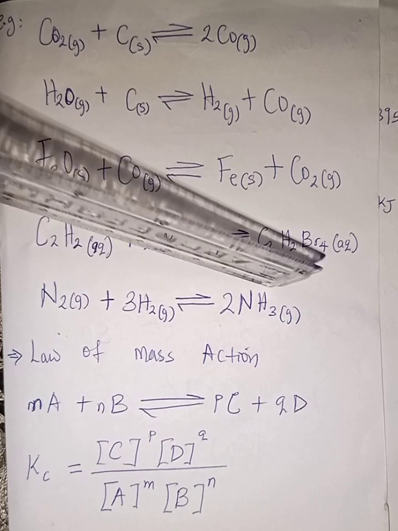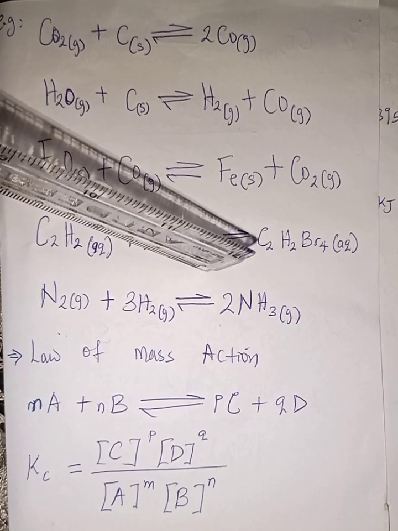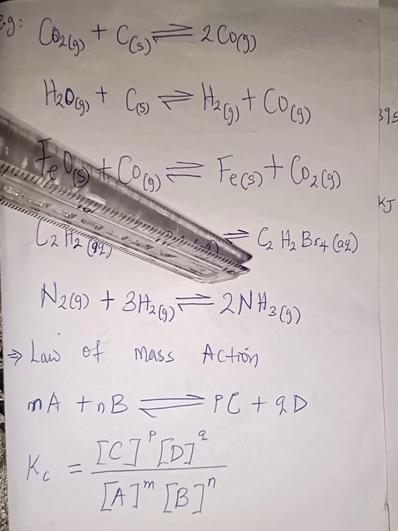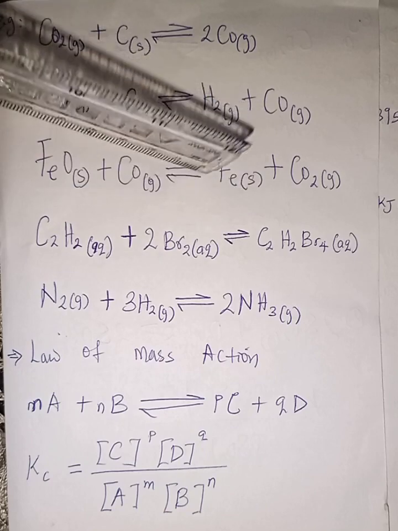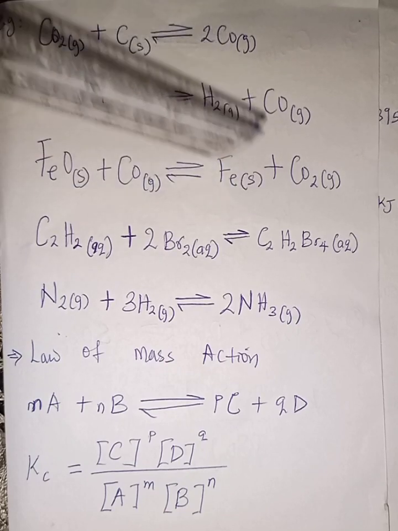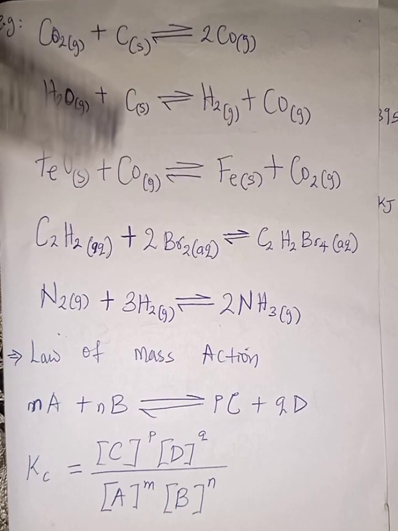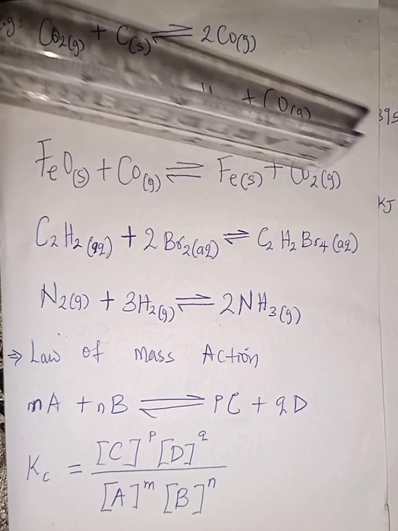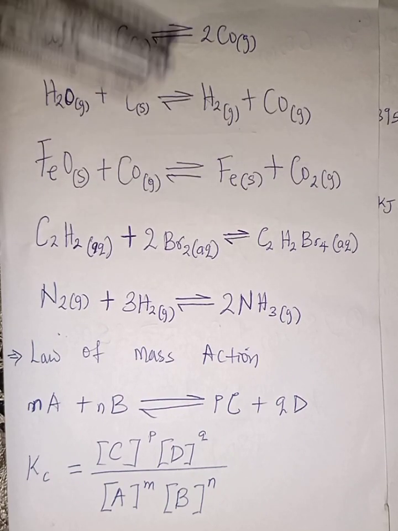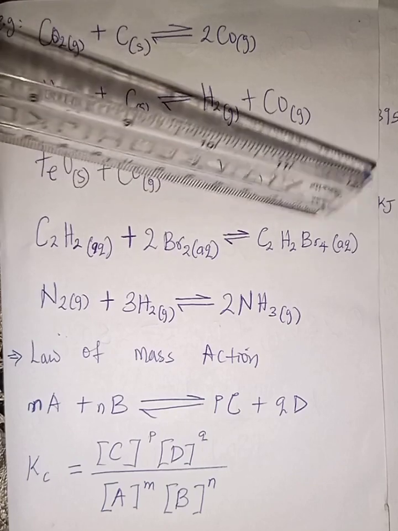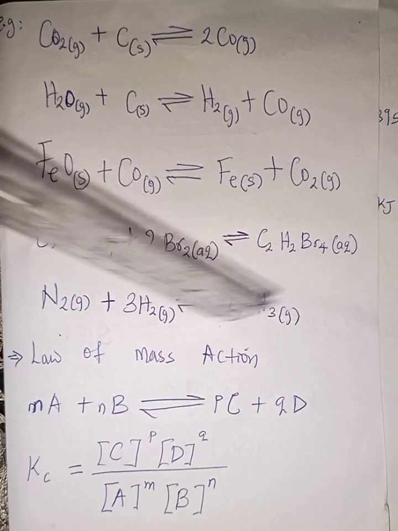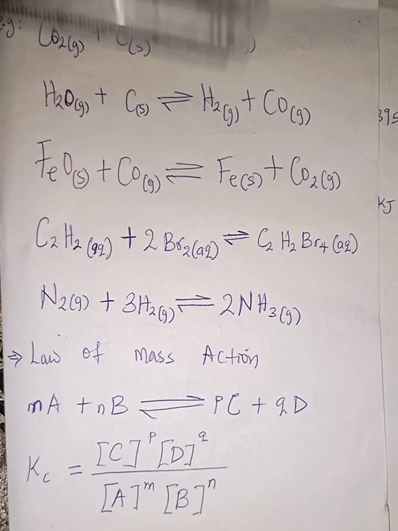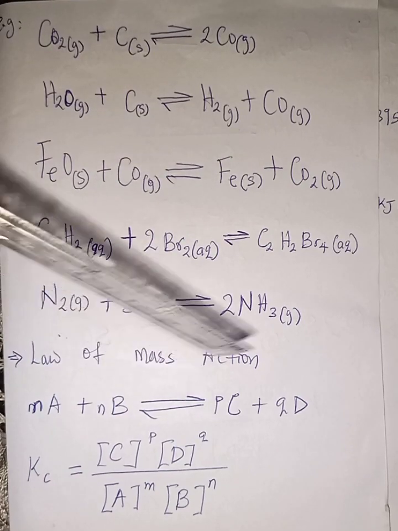This is also homogeneous, because everything is present in the same phase. This is homogeneous because they are present in the same phase. But this and these are heterogeneous because they are not in the same phase. The same thing, we have solid, gaseous, solid, gaseous, they are not the same. But we have aqueous, everything is in the same phase, homogeneous. Gaseous, everything is in the same phase, also homogeneous. Now we also have the law of mass action.